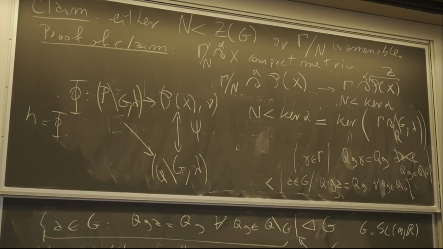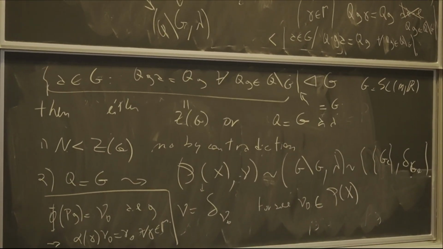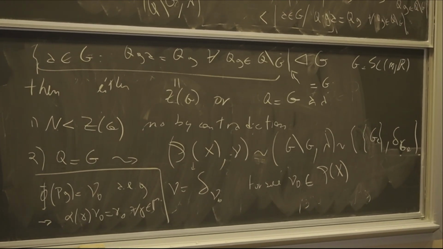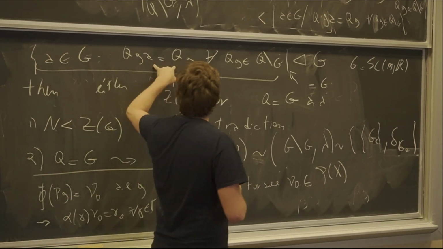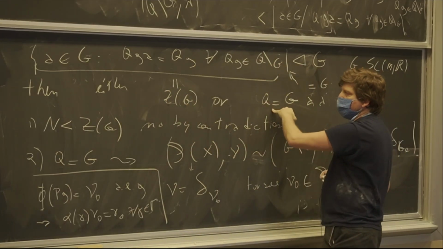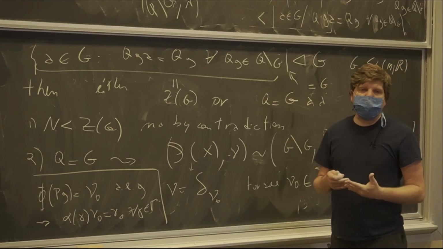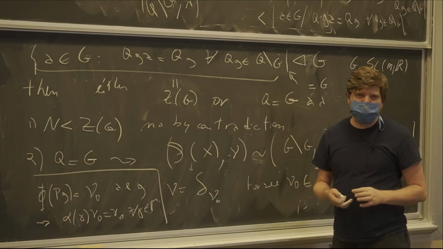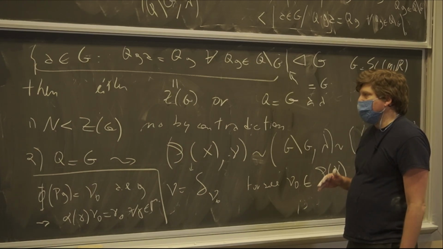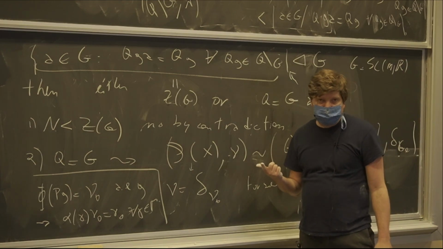So this amenability. I have a question: where does this assumption that n is not in the center come into play? Oh, because I get that this kernel is either in the center or Q has to be G. So I need to do some contradiction. It's not 100% needed, but otherwise I have to do a dichotomy every time, because I have to prove the existence of the invariant measure for every action.